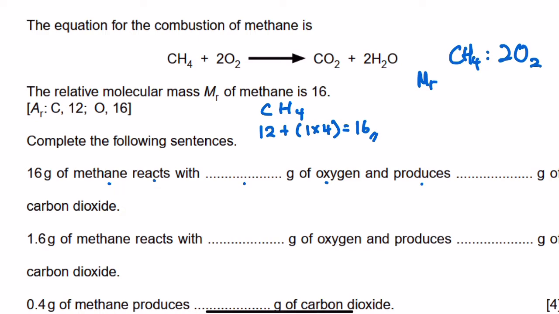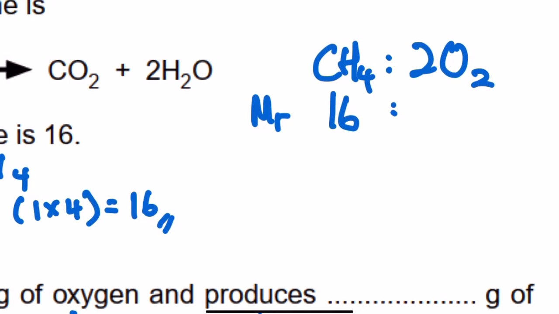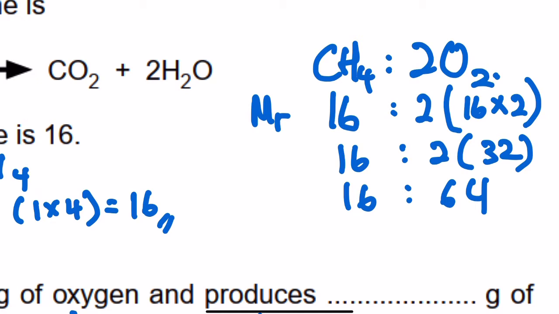MR of CH4 is 16. Oxygen, how do you calculate the MR for oxygen? So the big 2 I'll put here, bracket with oxygen was the relative atomic mass for oxygen. 1 oxygen is 16, right? Then you need to multiply with 2. There's a small 2, you need to multiply here. So we calculate first, 16 ratio we carry down. So 32. So 16 to the ratio 2 times 32 is 64. So what does this ratio mean? 16 gram of methane will react with 64 gram of oxygen.